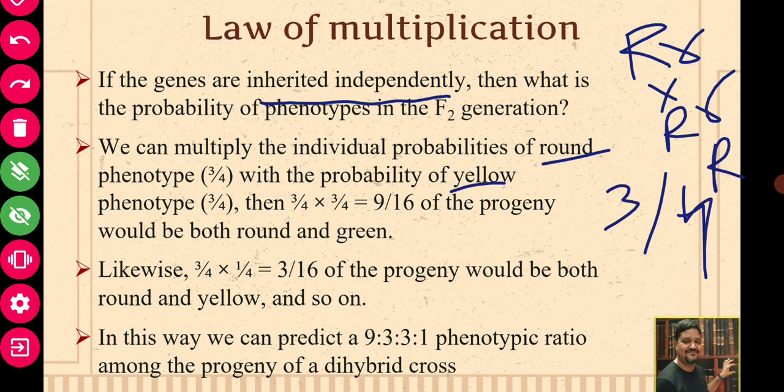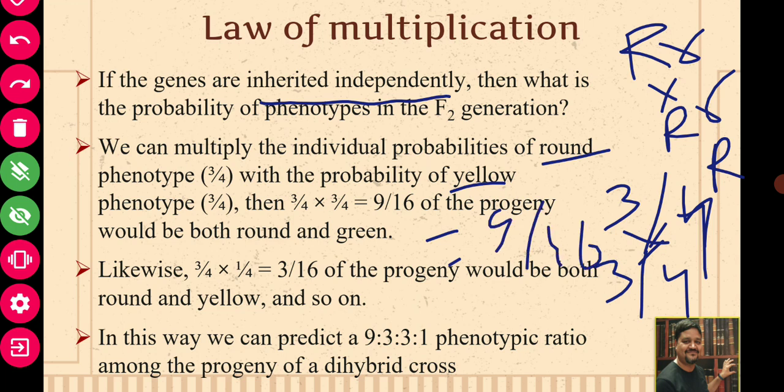Similarly for yellow, which is dominant, again the probability will be 3/4. So what will be the combined probability? We know that the combined probability is also called the AND law. So there you can multiply 3/4 into 3/4, that is 9/16.